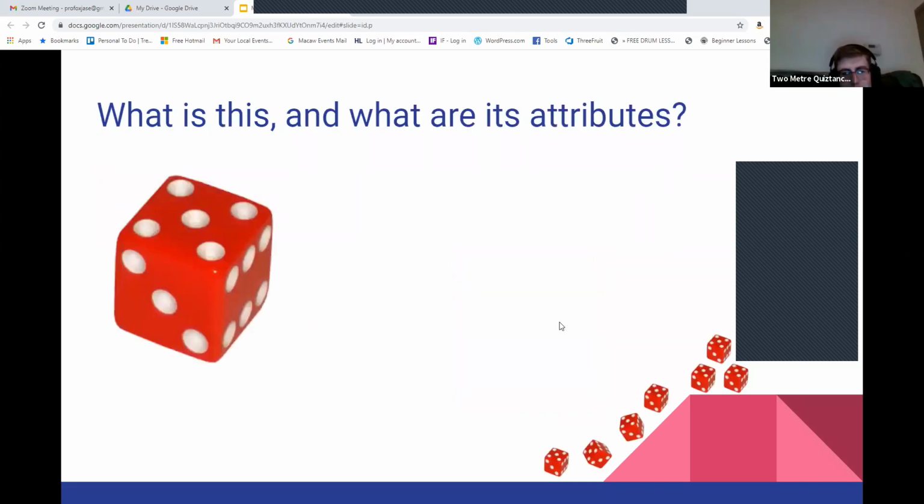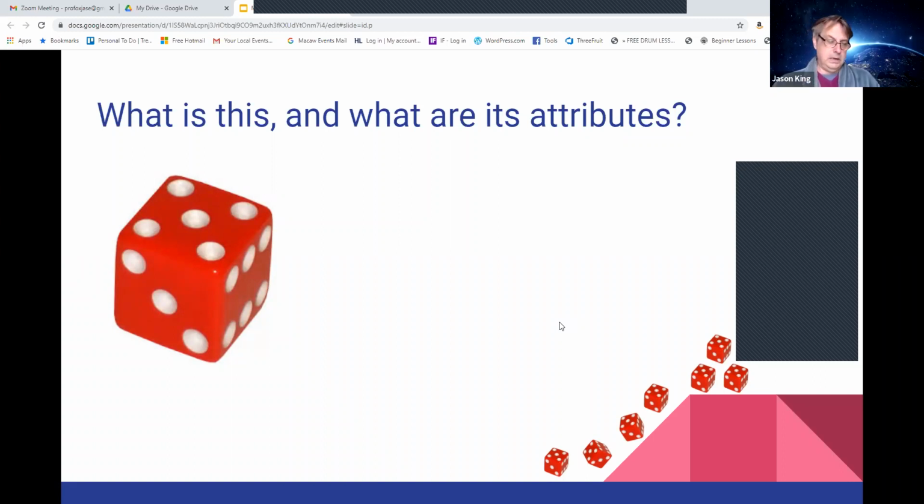All right. So, talk to me about this. It's a 6-sided die. Interesting. It's red with white. It could be fair or an unfair die, but we can't tell that from a picture. Sorry, did one of you say it's got white dots? Yeah. It's red and white.